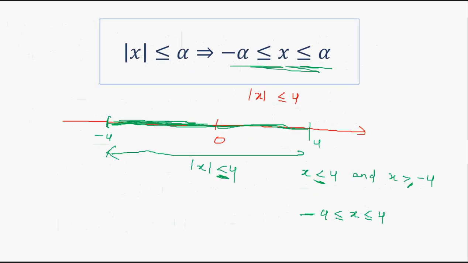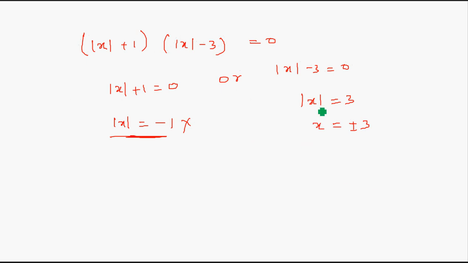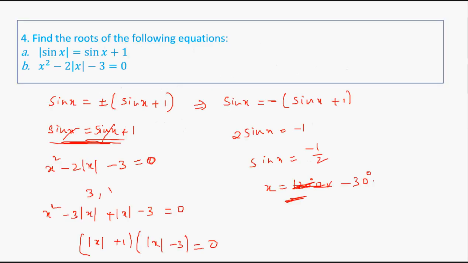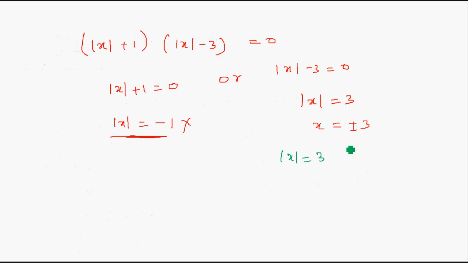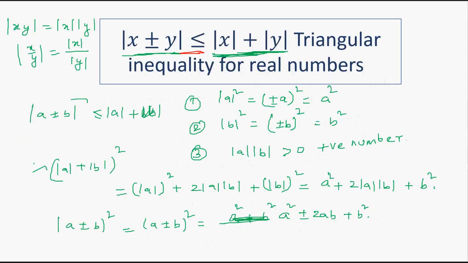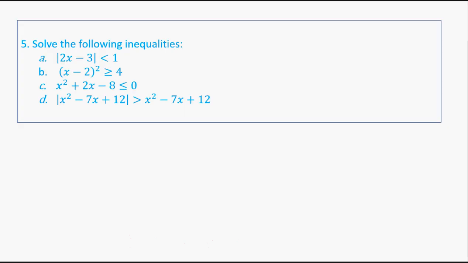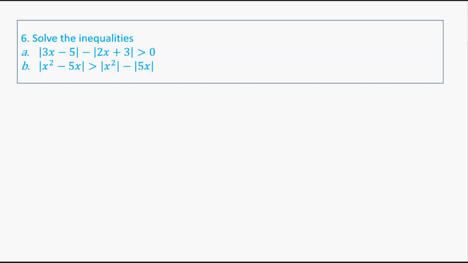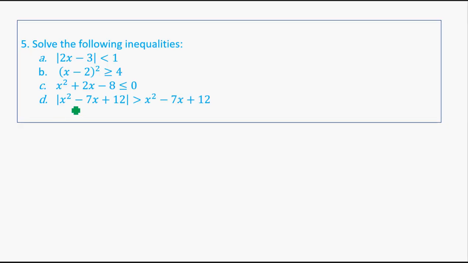Okay. Now coming back to the problem. Now here we had mod x is equal to, not this one I guess. Actually, this was it. So this was simple equality, so x equal to plus or minus 3. Okay, we'll go to the next problem. So these are the inequalities we need to solve, right? Okay, so we will do that one by one.